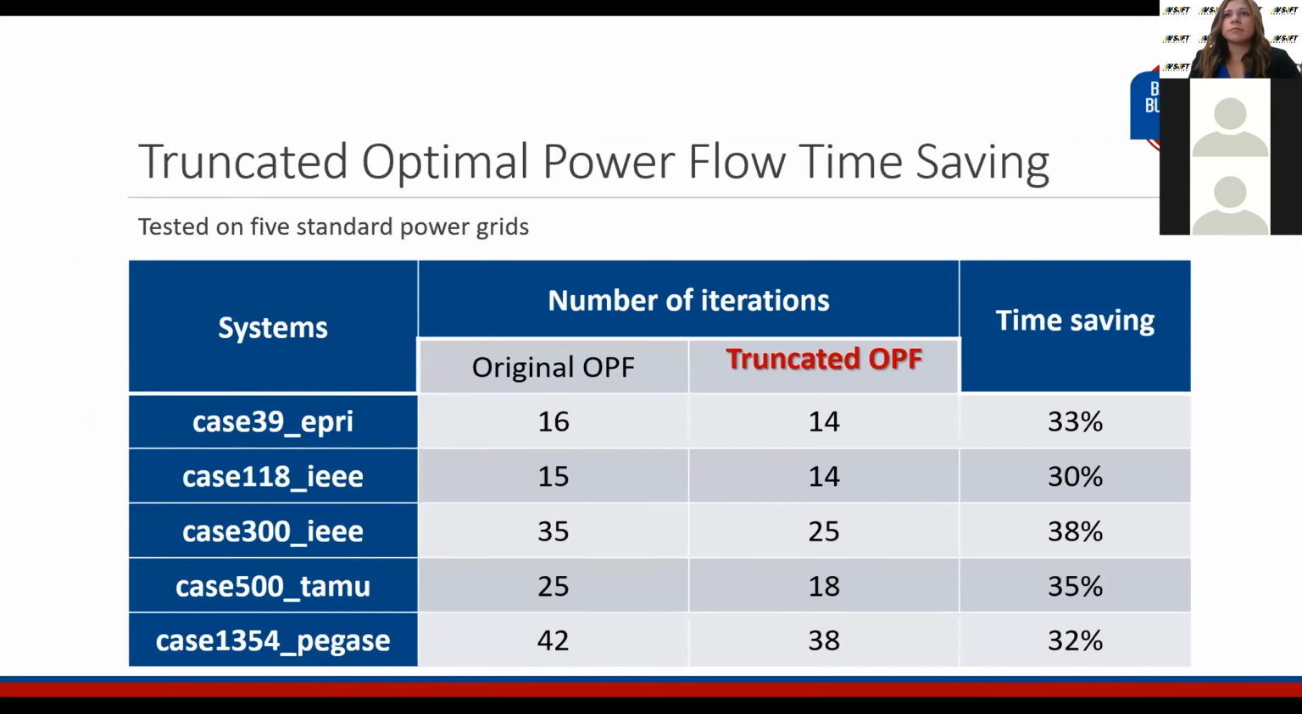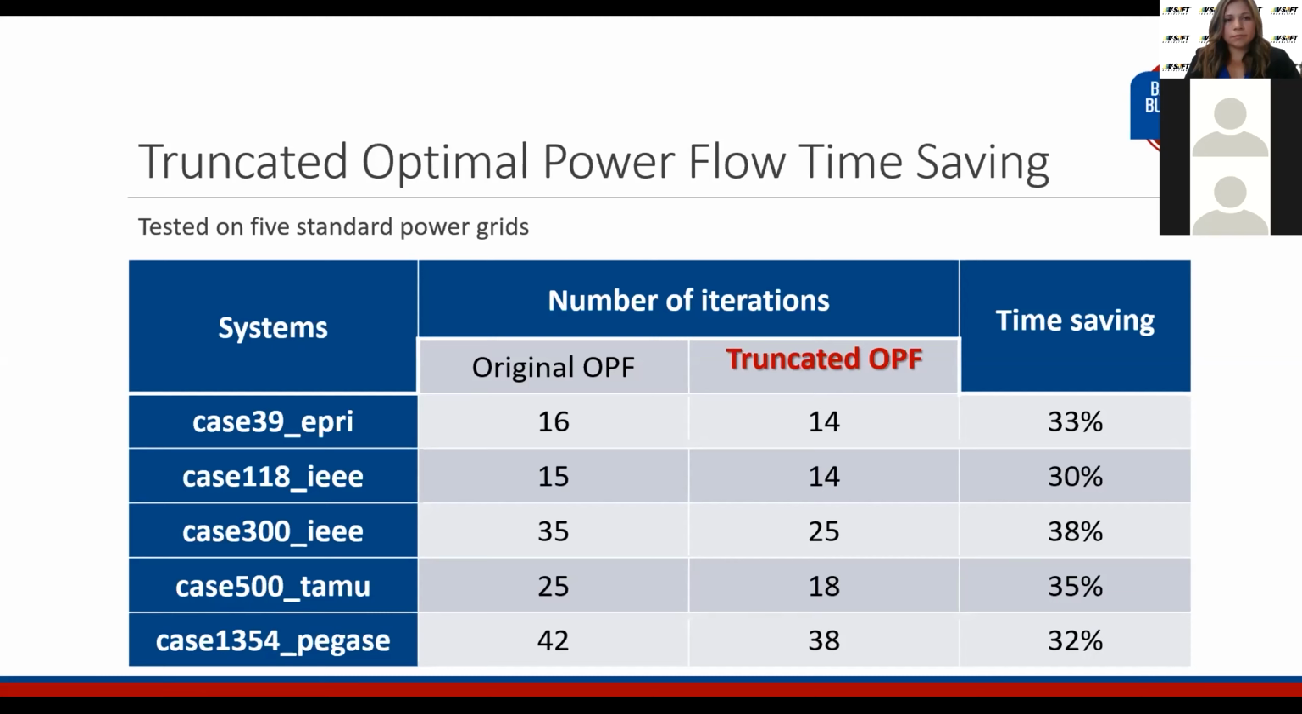Just as a simple proof of concept that this method works well for power grid, for time saving in decision making in power systems, we have tested different test systems: the IEEE 39 bus system, 118 node system, 300 node, 500 node, and a realistic system with 13,000 buses. We solve OPF and truncated OPF. Truncated means applying machine learning, detecting the important constraints and dropping all the unimportant constraints. With that technique, we could save roughly 30% to 40% time compared to the original optimization problem.